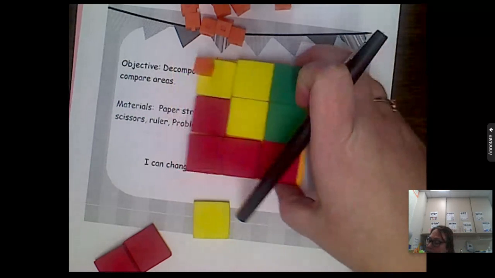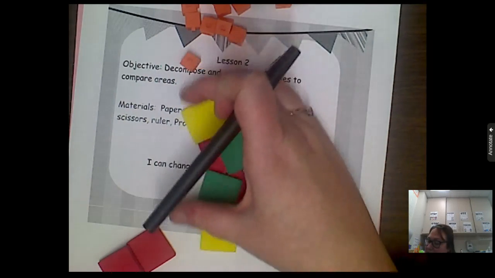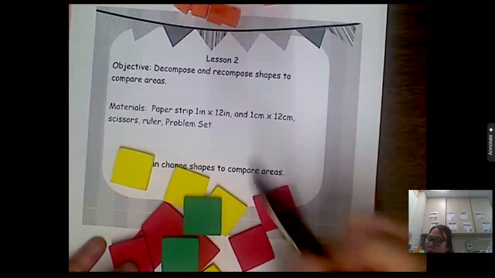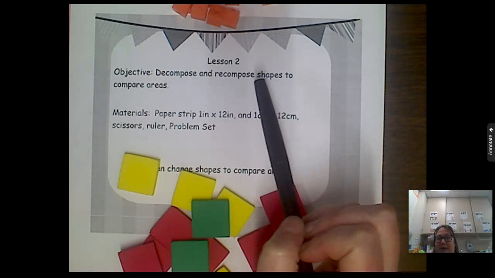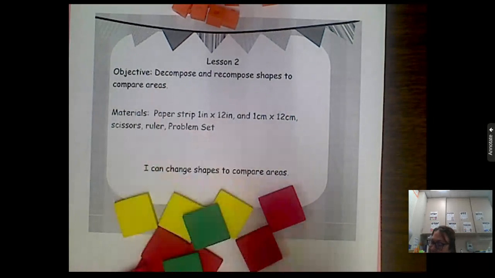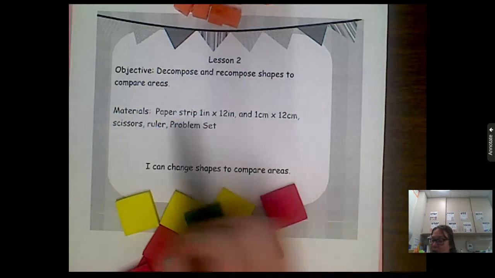So I'm going to dump the Post-it notes and let's look at our objective for today. So today we are decomposing and recomposing shapes to compare areas. So decomposing means taking apart, recomposing means putting it back together. And I'm covering up our I can statement. I can change shapes to compare areas, and we can not worry about that.